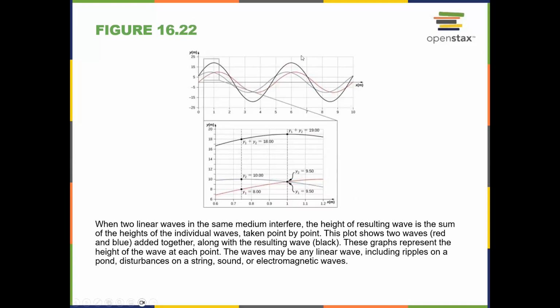So for instance, here's a wave, and let's look at the red wave. And at this point, it's 8 meters high. And the blue wave is 10 meters high. And the resultant wave, the sum of these two waves, would be 18 meters high. And if we look at this point here, the first wave is 9.5 meters, and the second wave is 9.5 meters. And we add them together, we get 19 meters. So they just add together algebraically.